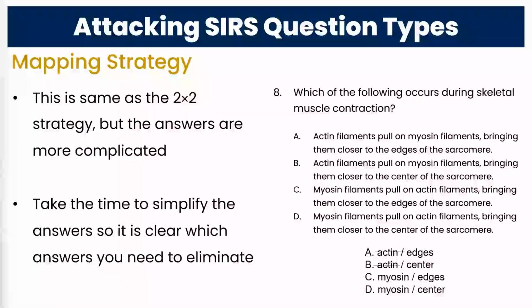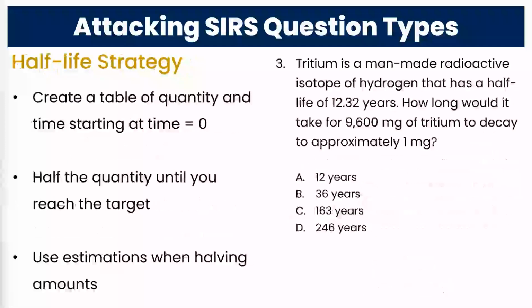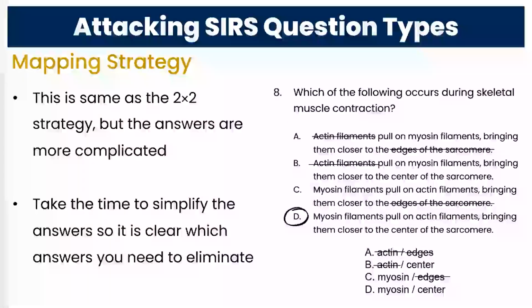So I can get rid of my two actin answers, bam, bam, and I'm left with myosin. And then, are the myosin filaments being pulled closer to the center or pulled closer to the edges when they do this? Remember, the sarcomere gets shrunk smaller, so it's pulled towards the center. And therefore, my best answer is answer choice D.